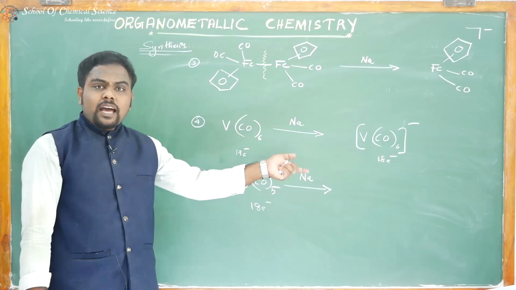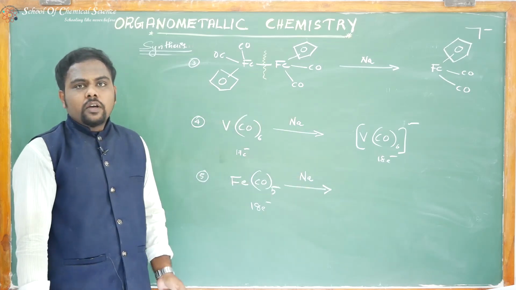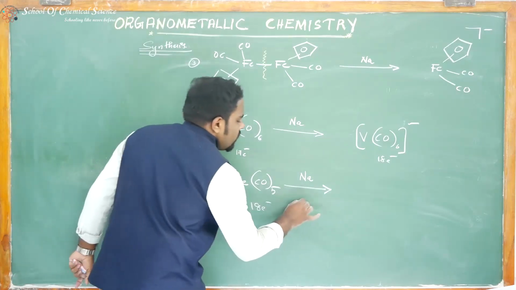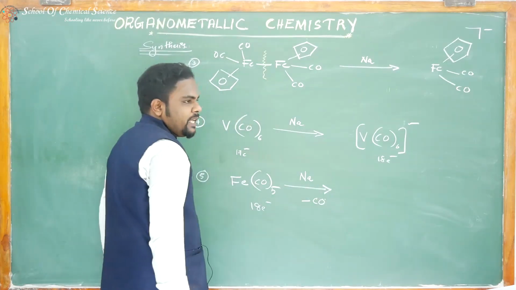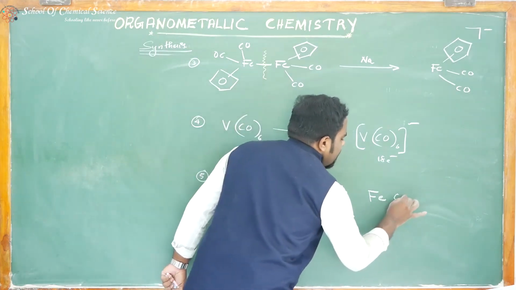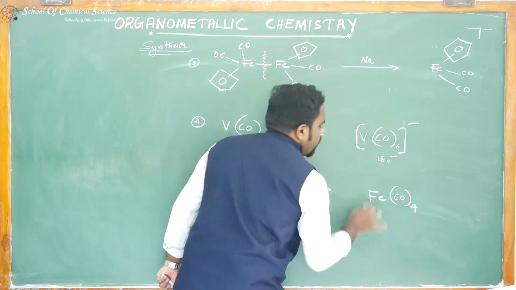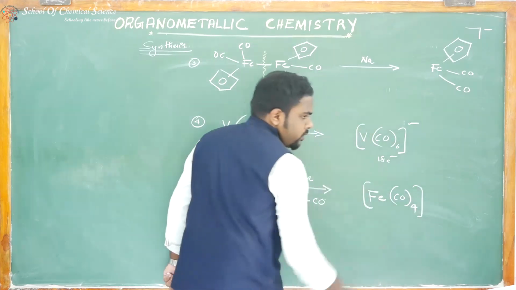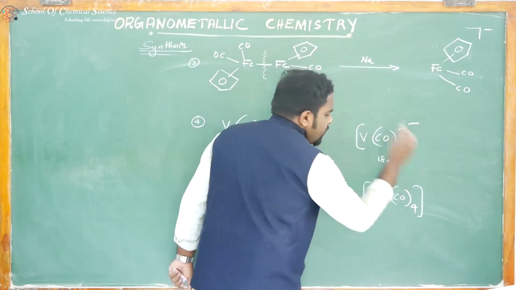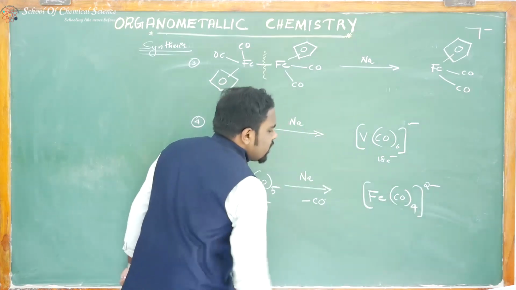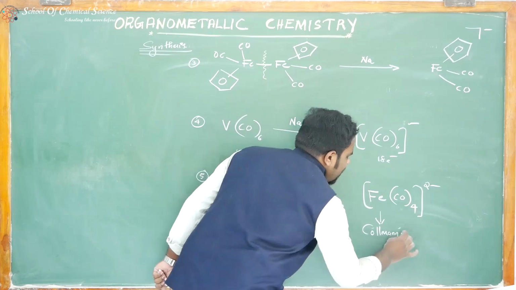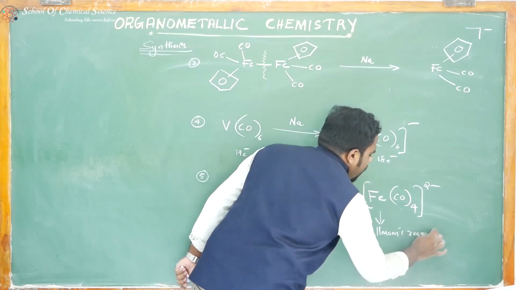So your product, the carbonylate ion, must satisfy the 18 electron rule. So what's the product? In this case, in the presence of reducing agent, one carbon monoxide is eliminated, and it becomes FeCO4. What is the electron count of FeCO4? 8 plus 8, 16. So in order to become 18, add 2 negative charge. So FeCO4 2 minus is called Coleman's reagent. This is one of the methods of preparation of Coleman's reagent.